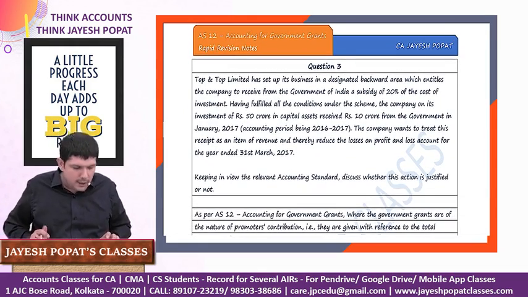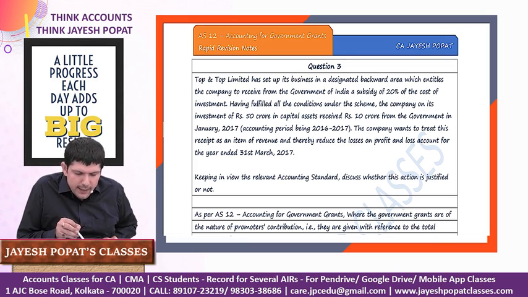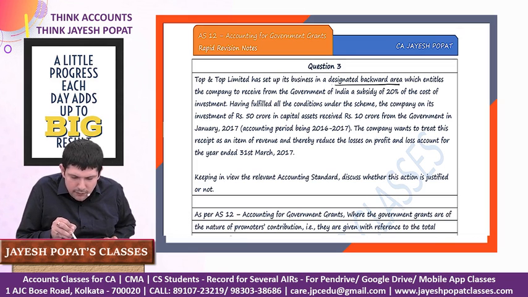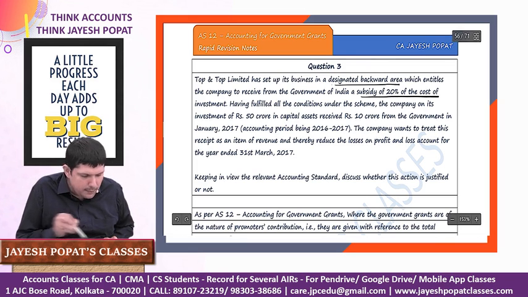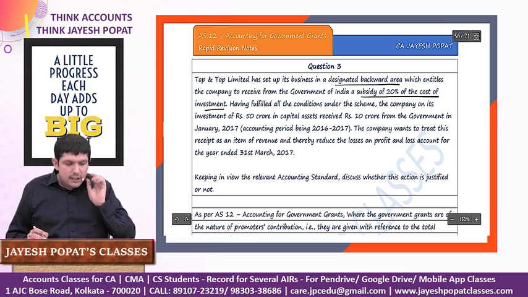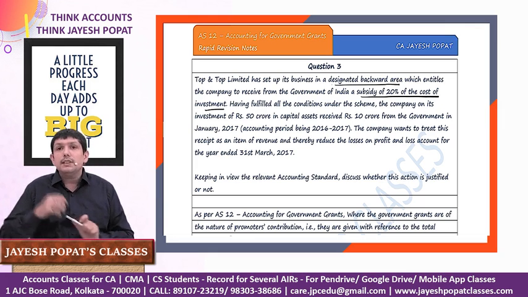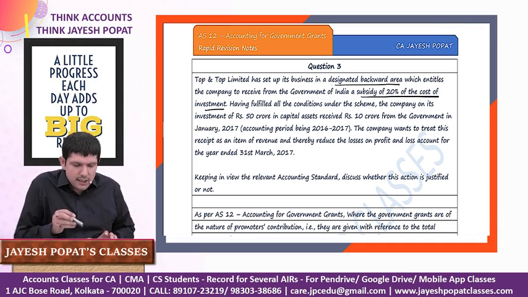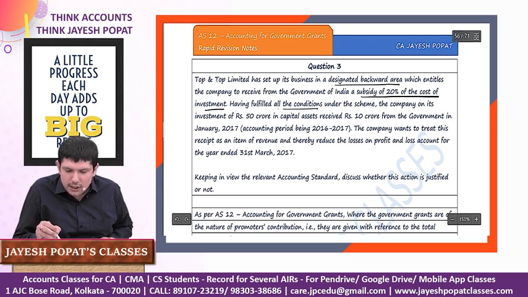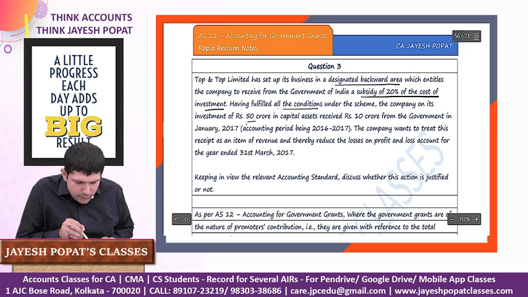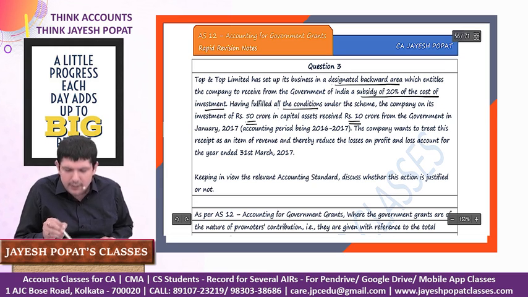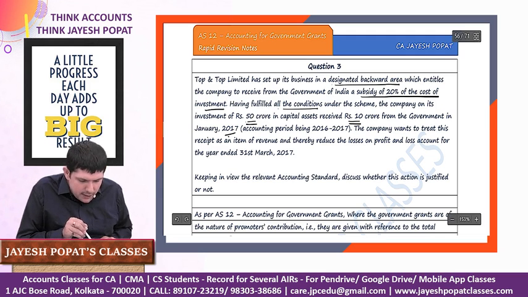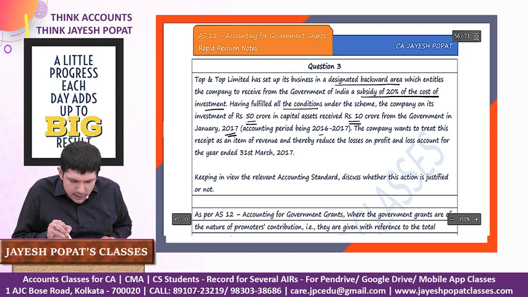Now we'll go to sum number 3. Top and Top Limited has set up business in a designated backward area, which entitles the company to receive from the Government of India a subsidy of 20% of the cost of investment. So again, this looks in the nature of promoter's contribution because it is given based on the total investment which the company has made in setting up its business. Having fulfilled all the conditions under the scheme, the company, on its investment of 50 crore in capital assets, received 20%, meaning 10 crore, from the government in January 17, which is accounting year 16-17.